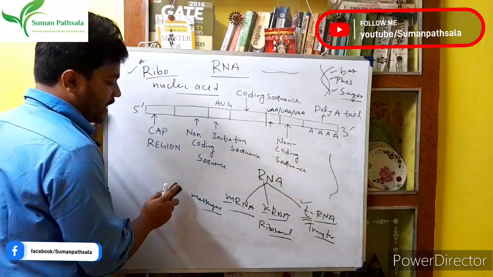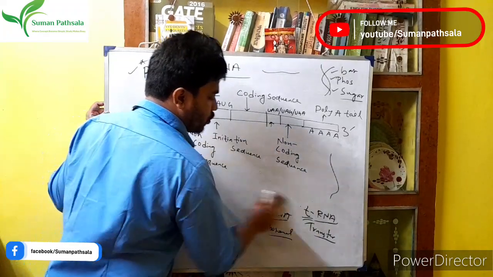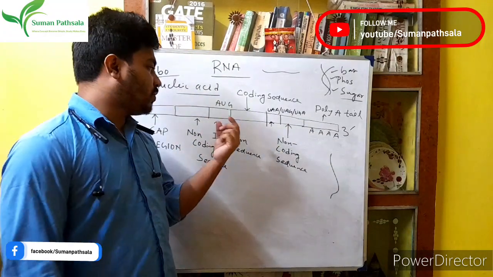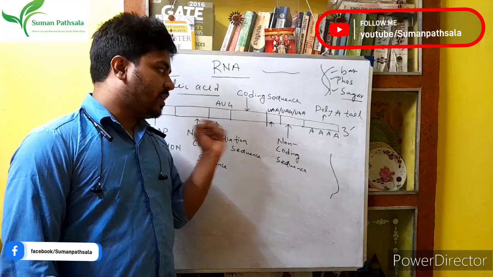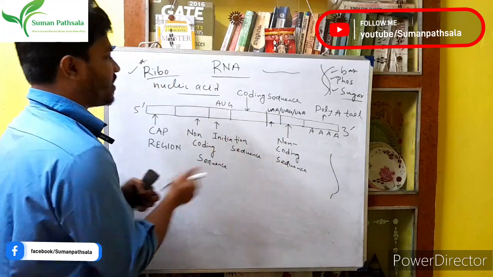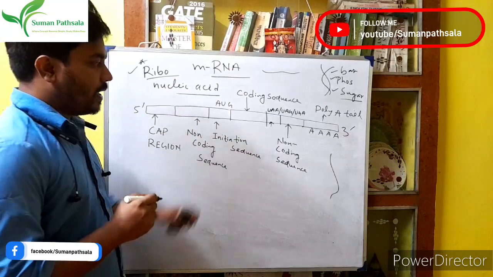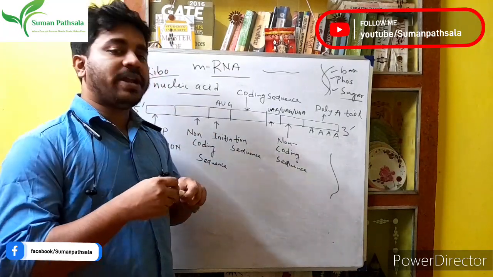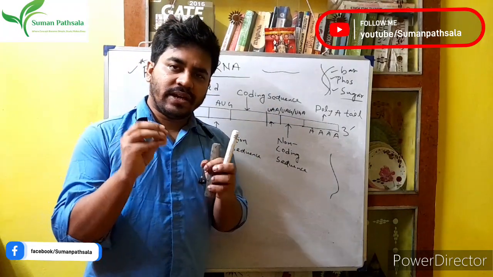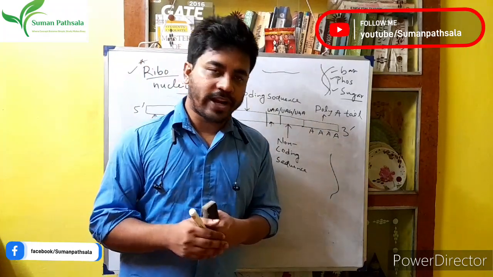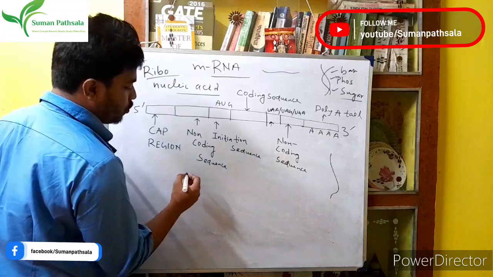So I erase all those things. Now we talk about mRNA. Here you will also see the structure of mRNA. This is the structure of mRNA. I write here mRNA. mRNA is basically a general RNA. We all know the central dogma rules, right?